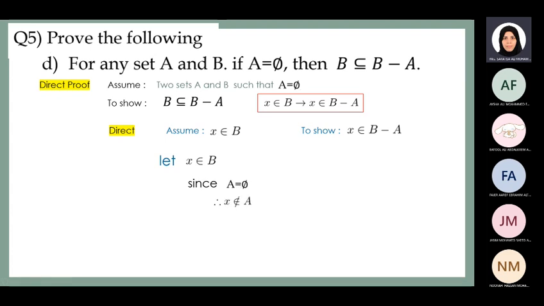يعني X does not belong to A. For sure لأن A is empty. شنو معناة X does not belong to A؟ معناته for sure X belong to A complement. فمتى ما شفنا something equal to phi معناته X does not belong to it. معناته it is the same meaning when I say that X belong to A complement.